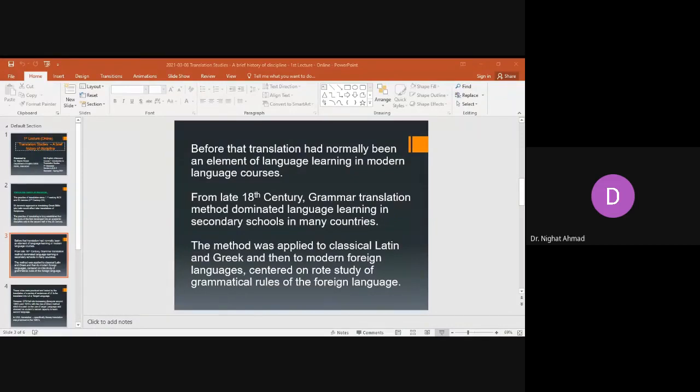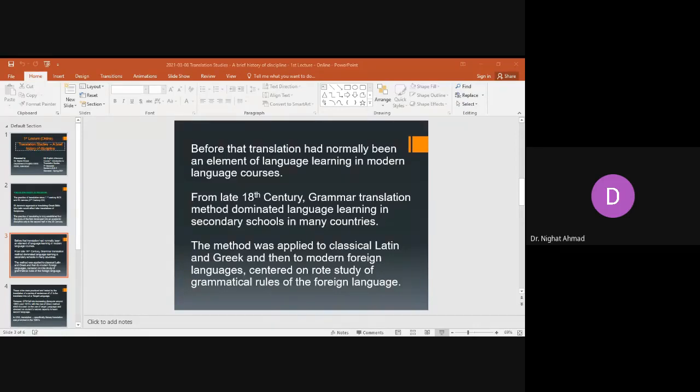So this continued from the 18th century onwards for another century or so. This method was very popular and it was used in this case, okay? Because the focus of this method at that time, with translation in mind, was that it centered on rote learning. I hope you're familiar with rote learning, that is memorizing of anything. So in this method in particular, the focus was on memorizing the grammatical rules of the foreign language, the target language, or the L2, or the second language, like in our case, it is the English language. So this memorization, learning, cramming of grammatical rules was a particular feature of the grammar translation method.